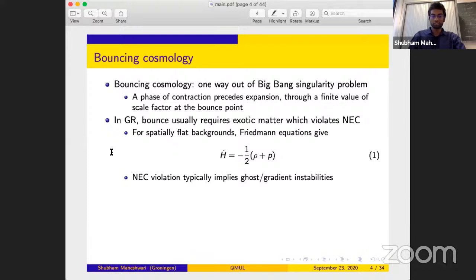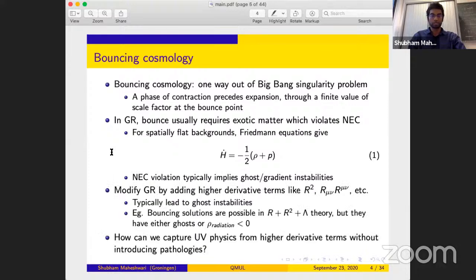short distance scales and very short time scales, such as near t equals 0, where the bounce happens. At least at those times, you should include higher curvature terms in your action to account for the physics at those very short distance scales. That simply amounts to adding these high derivative terms like R squared and R mu nu squared in the action, in addition to the Einstein-Hilbert term.